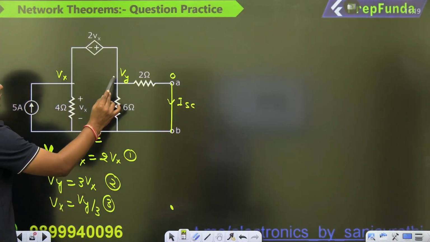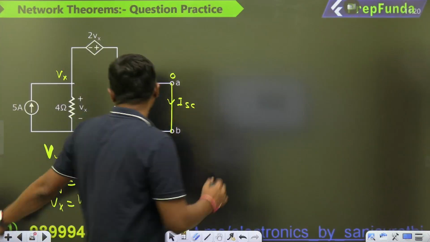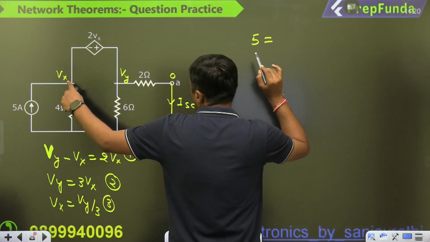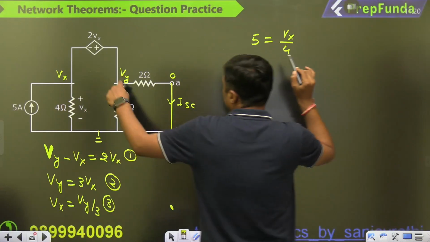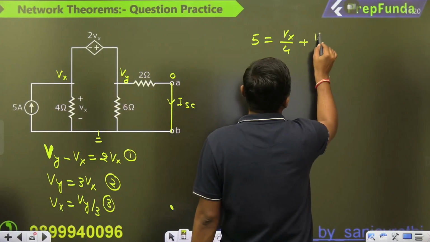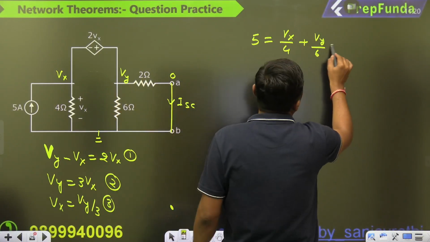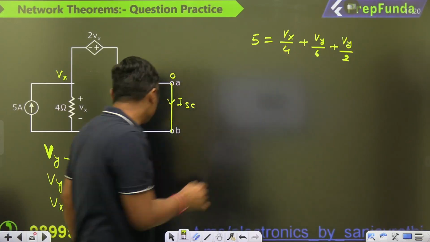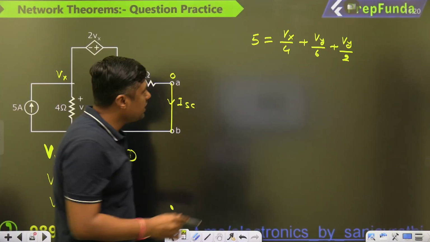Once we have Vy, Vy by 2 will give you the ISC, and that's why I am going to find Vy. Now write down the supernodal. What is the incoming current? 5. What is the outgoing current? Vx by 4. What is the outgoing current? Vy by 6. Vy minus 0 by 2. Now you can replace Vx by Vy by 3.